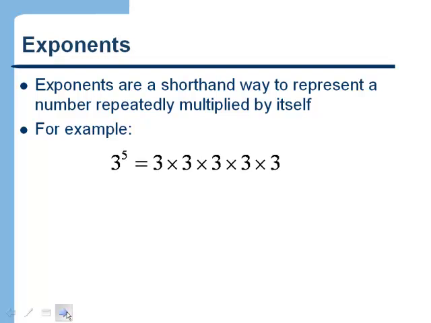If we look at 3 to the 5th, 3 to the 5th simply represents 3 times 3 times 3 times 3 times 3. So in other words, we take the number 3 and multiply it by itself a total of 5 times.